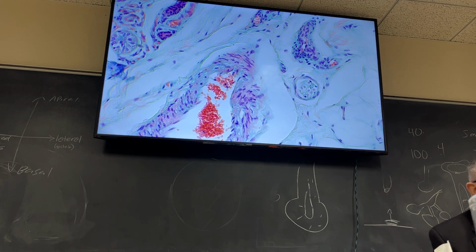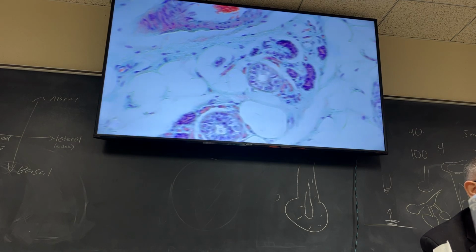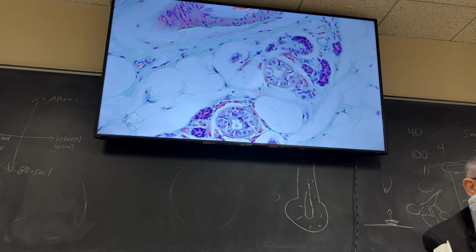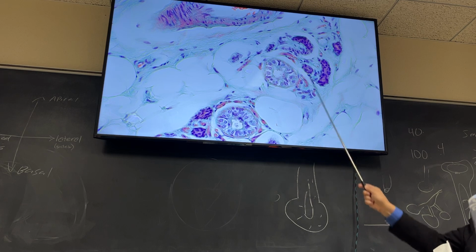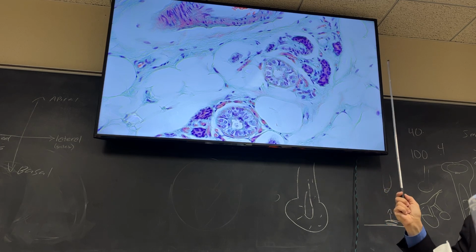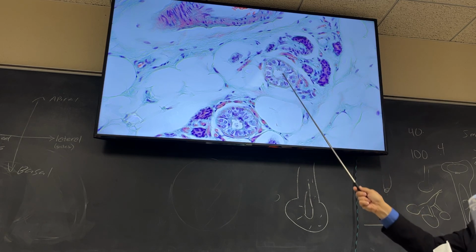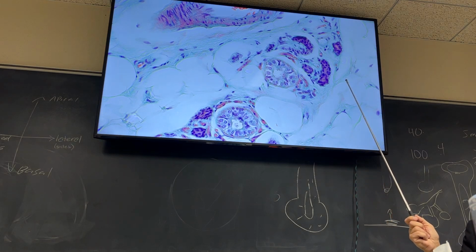Let me go to the sweat gland real quick. Let's go look at a sweat gland over here. Let's see. How about this one? So here, sweat gland, sweat duct, right? So it looks kind of like a sweat gland, right? Is it a sweat gland? No. Okay.